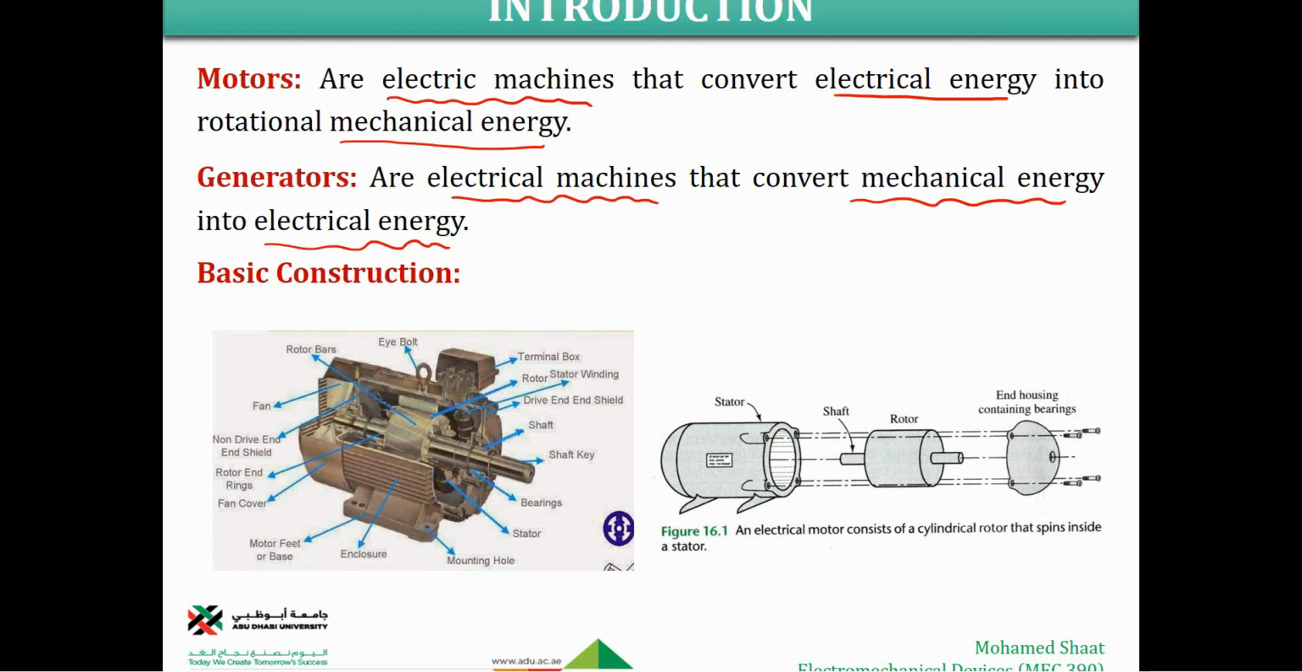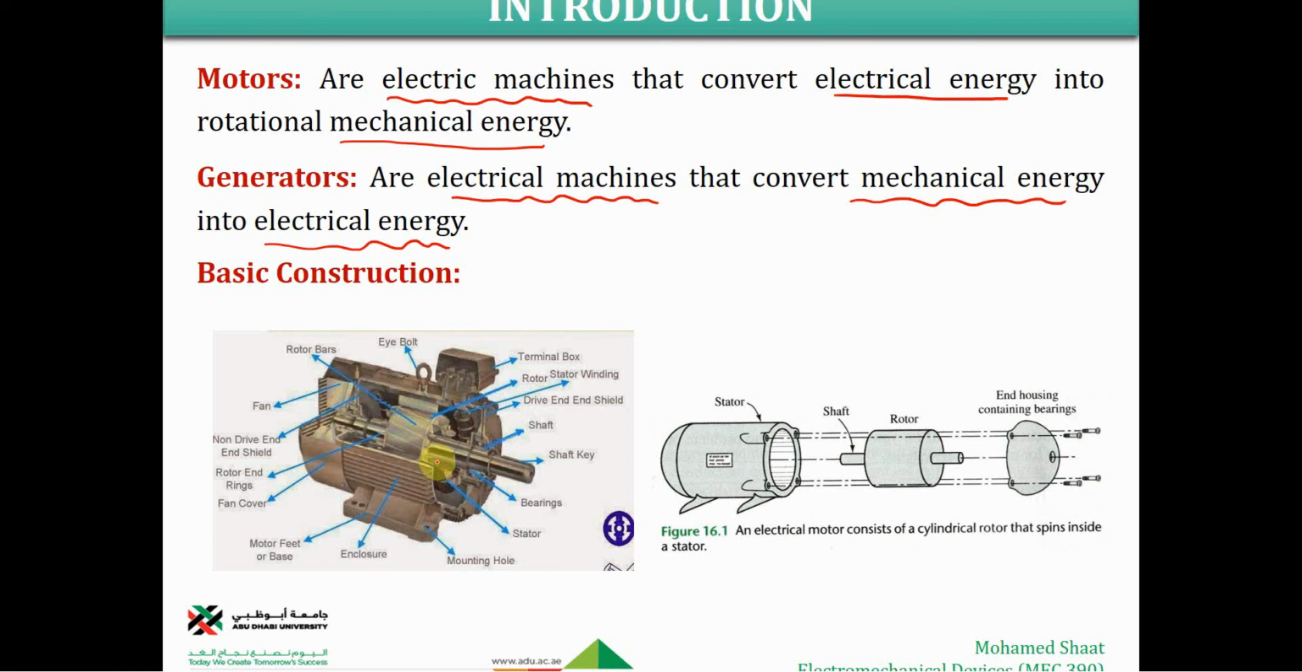from before, even in your bicycle. In order to operate the light or the torch on your bicycle, for example, you fix a generator over the wheel that collects the rotation of the wheel to create some electricity to operate the torch. So this is the basic idea of the difference between motors and generators.